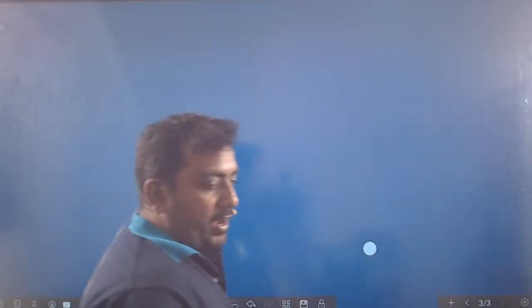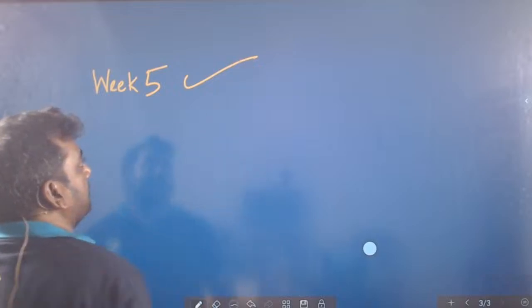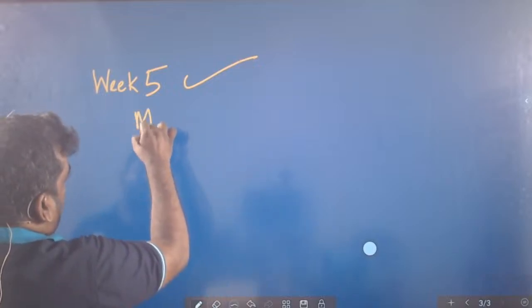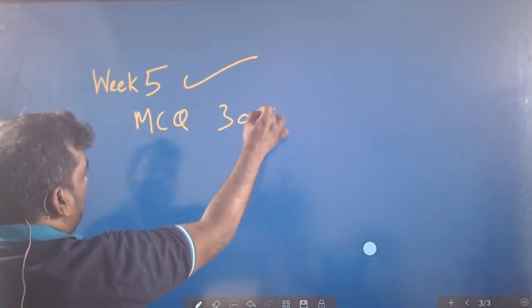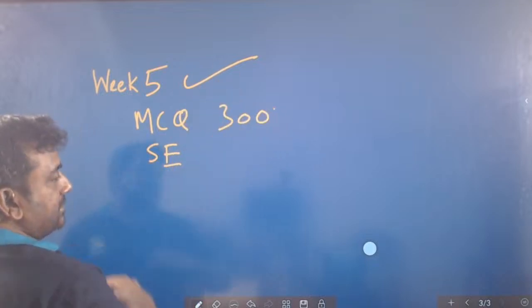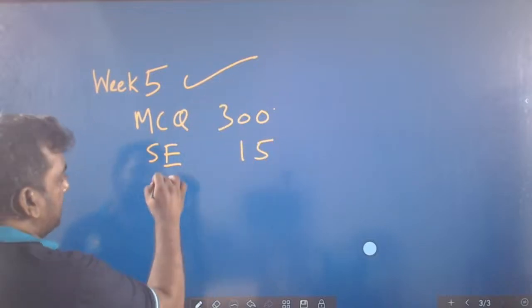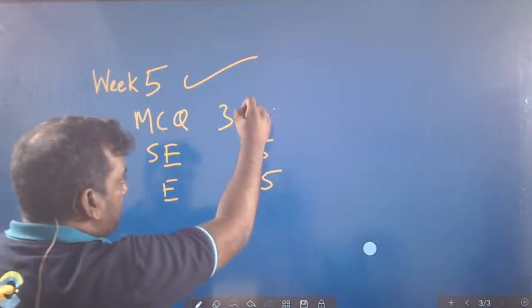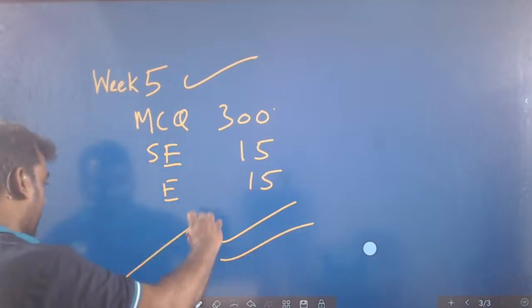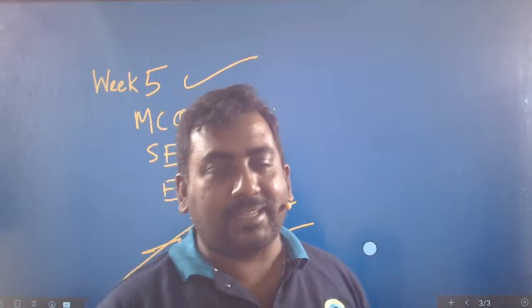What have we done so far? Week 5 done. How many MCQs? 5 weeks, 60 each, 300 MCQs. How many structured essays? 3 times 5, 15 structured essays. How many essays? 3 times 5, 15 essays. You have achieved this, like I always said, upward motion. Upward and onward. Is it clear?